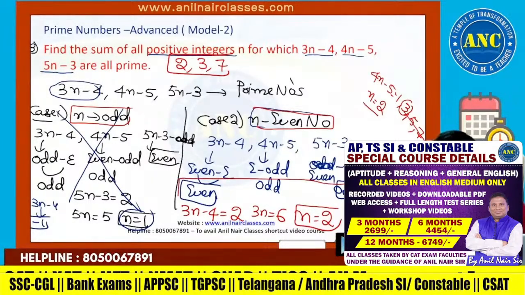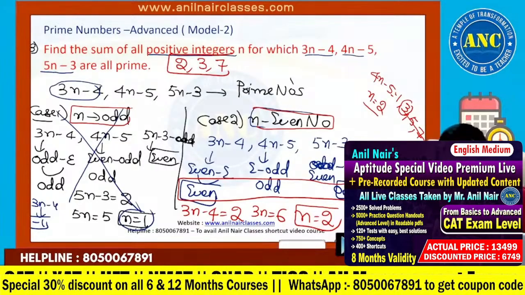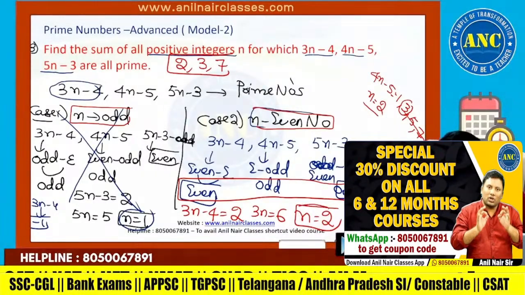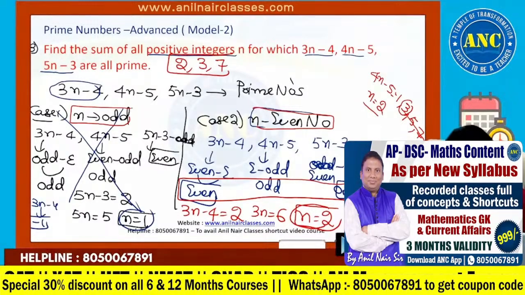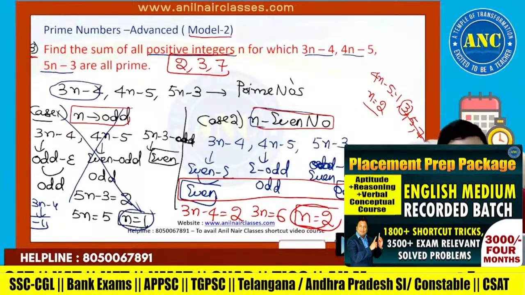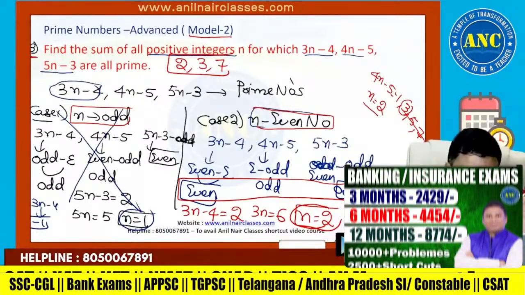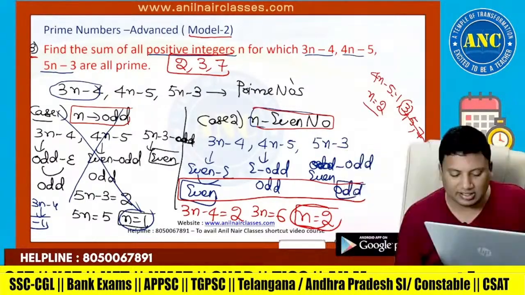Even, odd, odd. The only even number that is possible is 2. So 3n minus 4 is 2, and the n value is nothing but 2. Very, very important variety of questions. In case you are watching this video, after the video, kindly watch it again for effective learning. I hope the idea is clear.